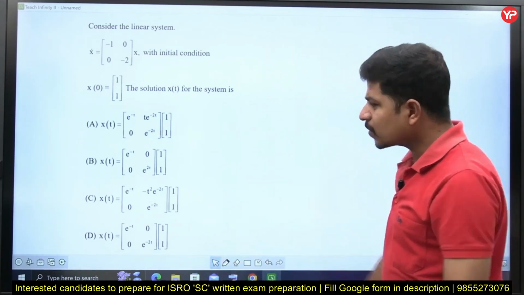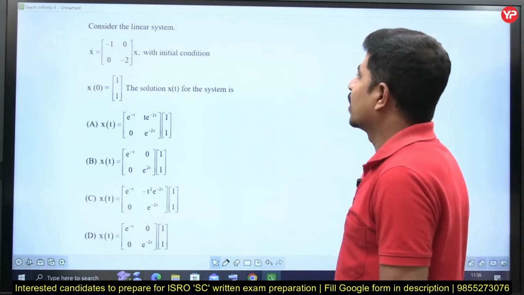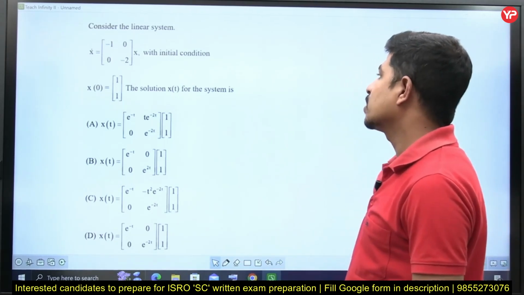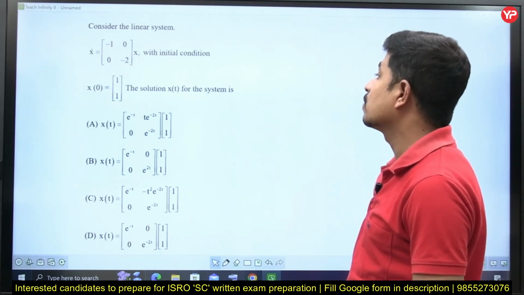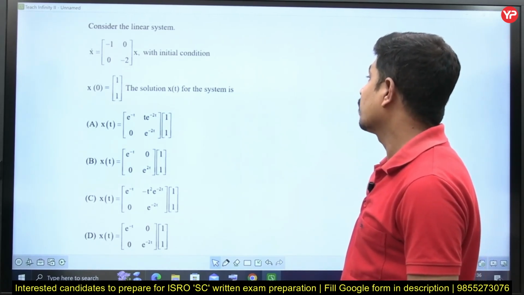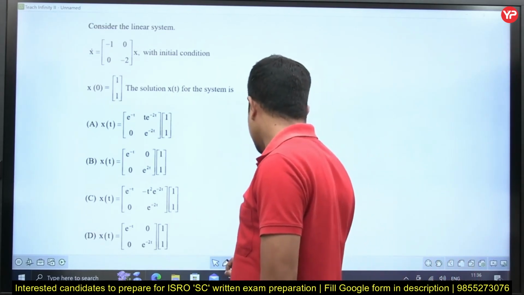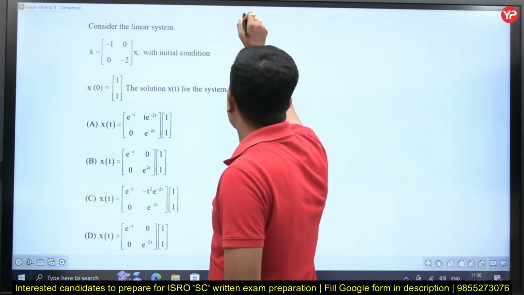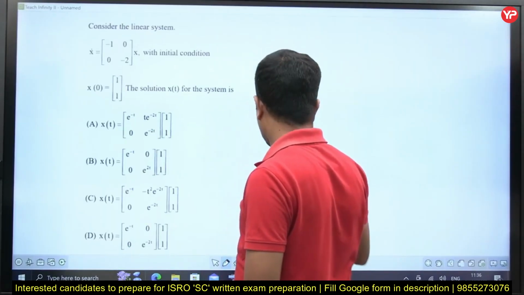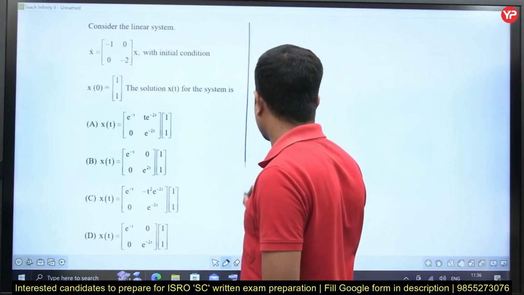The question is: consider the linear system x dot is equal to [-1 0; 0 -2] x, with initial condition x of 0 is equal to [1; 1]. The solution of x of t for the system is, he is asking the solution of the state equation.